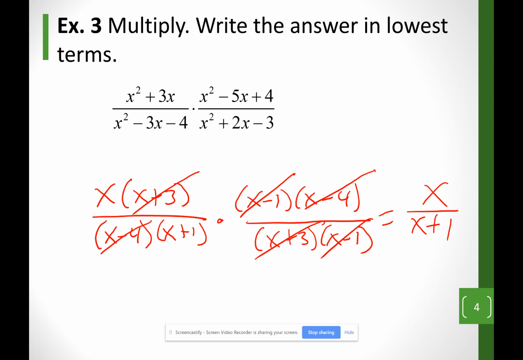I see that in this case, I have x's on both sides, top and bottom. I cannot cancel them because the bottom is x plus 1. Because of the plus sign, it is x plus 1 all at once.